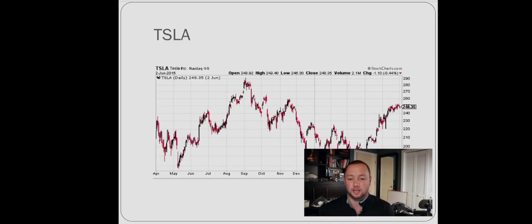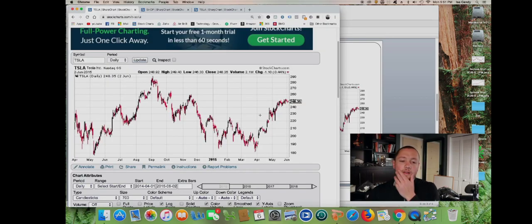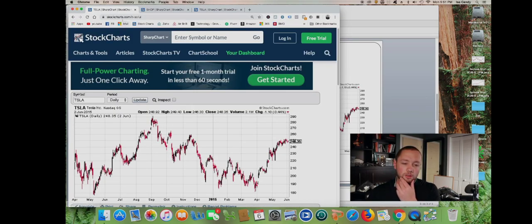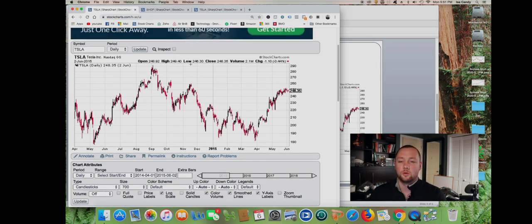We are going to look at the Tesla chart. Now this is just a screenshot of it. I'm going to go into my internet browser so we can start to draw on it. So I'm using stockcharts.com. You can go to the website, just type in TSLA and it'll pull up a chart where you can start to play with the exact same tools I'm using here.